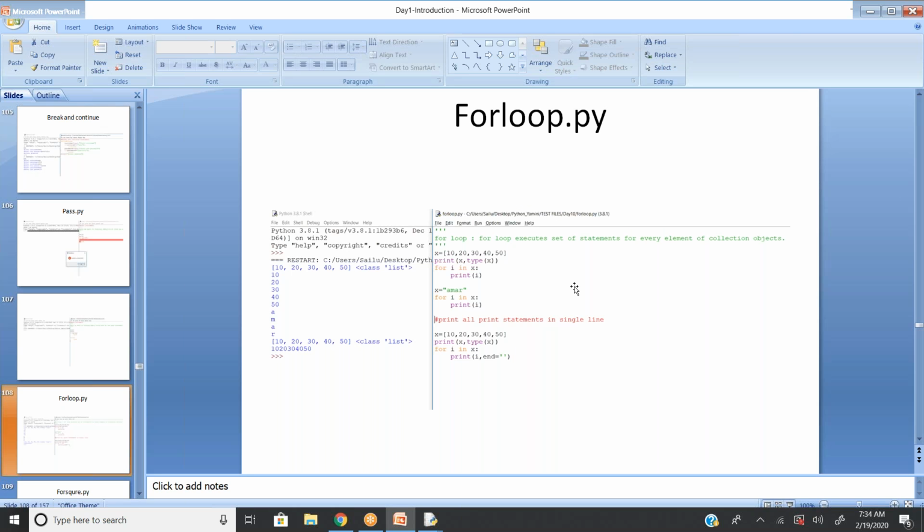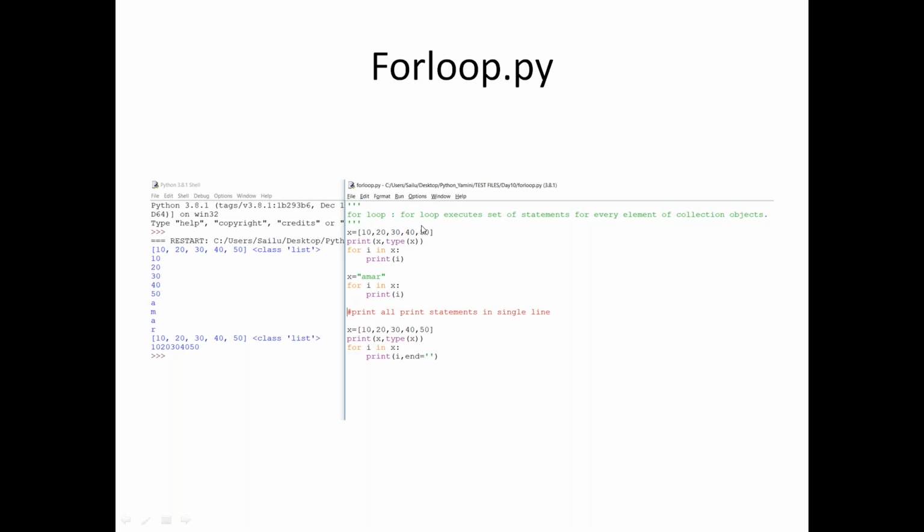Hope you are clear. Similarly, a for loop is going to execute a set of statements for every element within a collection of objects. For example, I have a set of values, 10 to 50, which I stored in X. Print X comma type of X. The system displayed that it is a list because it's a collection of variables, and it displayed all the values 10 to 50. Now I want to display them one after one.